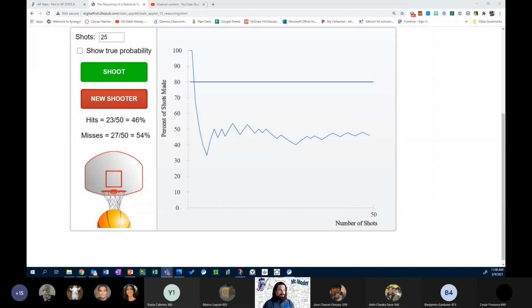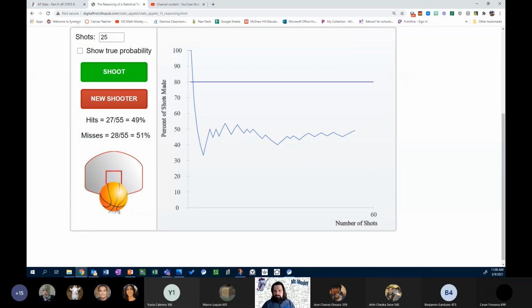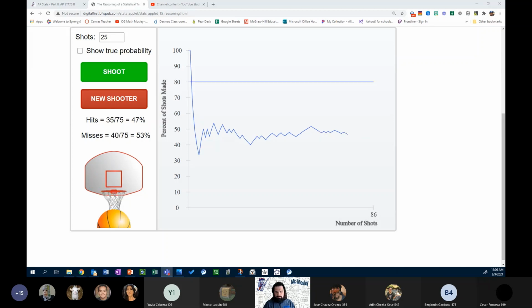And we're still pretty low. All right, let's go one more round of 25 shots just to see what happens. Maybe he can go on a streak here, right? Oof. Okay. So here we are. Based on our simulation, he's taken 75 shots. He's made 35, missed 40.